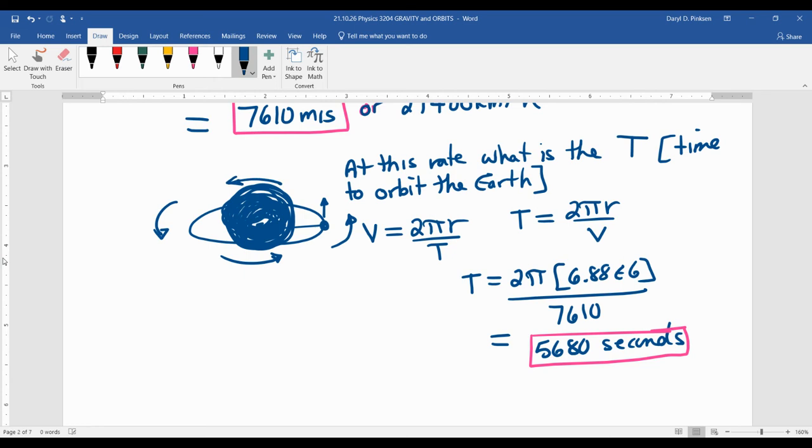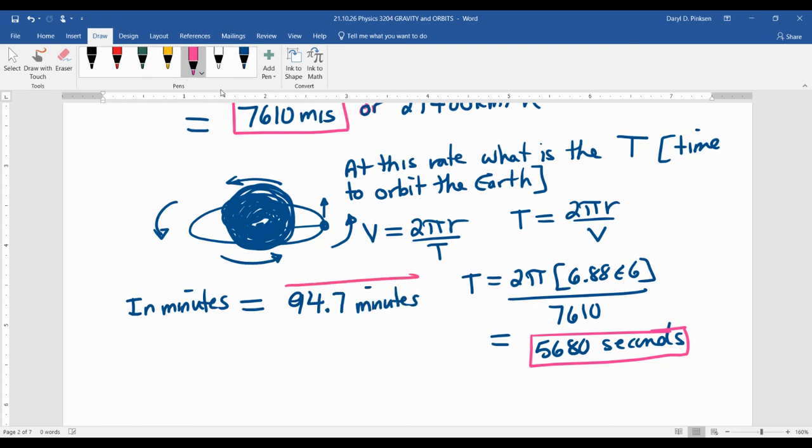Well, to get the number of minutes, let's divide by 60. So in minutes, 5680 divided by 60 equals 94.7 minutes. 94.7 minutes. So that's how long it takes.